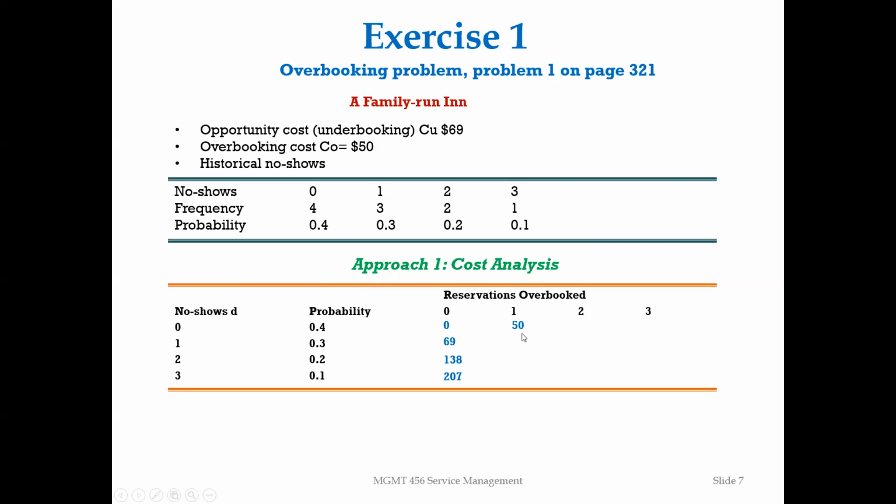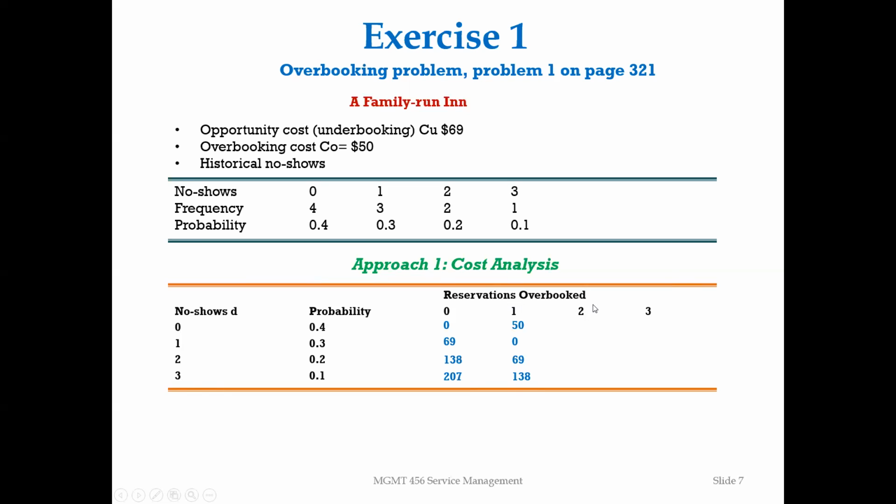So overbooking cost. What if I overbook by 1? There is exactly 1 customer no-show. In this case, this represents a perfect situation. So I don't have any cost. What if I overbook by 1 and 2 no-shows? In this case, I will have 1 empty room. So my cost is opportunity cost, $69. I overbook by 1, 3 no-shows. I end up with 2 empty rooms. So again, I will have opportunity cost, which is twice as much, so $138.